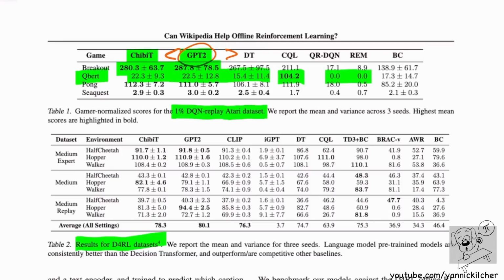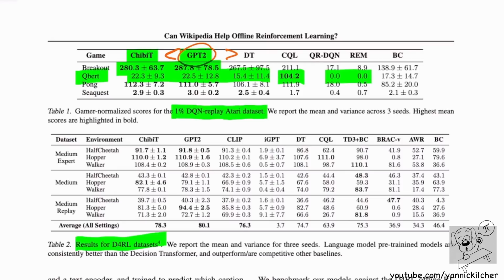That's kind of what I mean when I complain about reinforcement learning, is that it is just weird. Like a bit of a different environment can make a large difference. But as you can see, the language pre-trained models consistently outperform the decision transformer models.